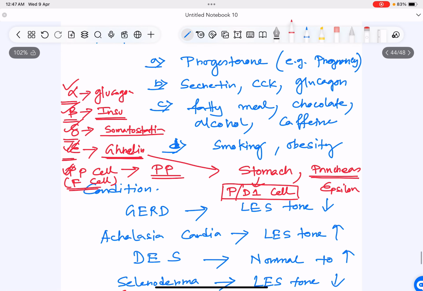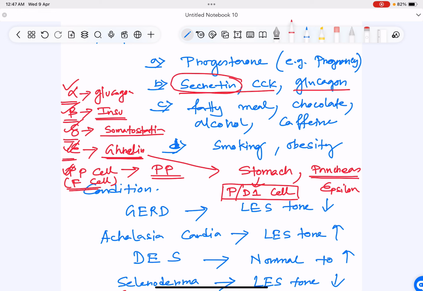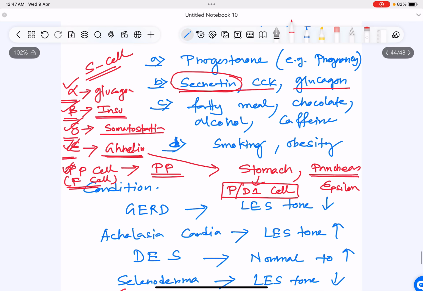Anyway, coming back. So glucagon is produced by the pancreas. Secretin and CCK are produced by the duodenum. Which cell produces secretin in the duodenum? S cell produces secretin. What is the function of secretin? Secretin acts on the pancreas and tells the pancreas to produce more bicarbonate.